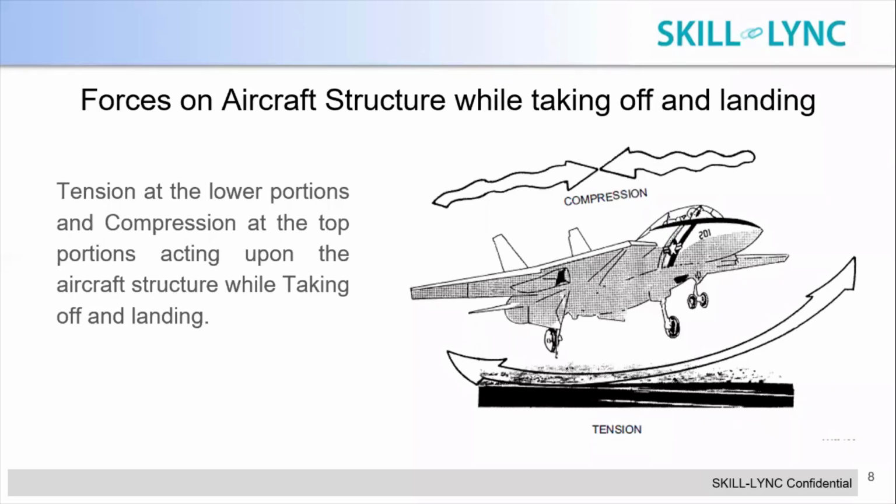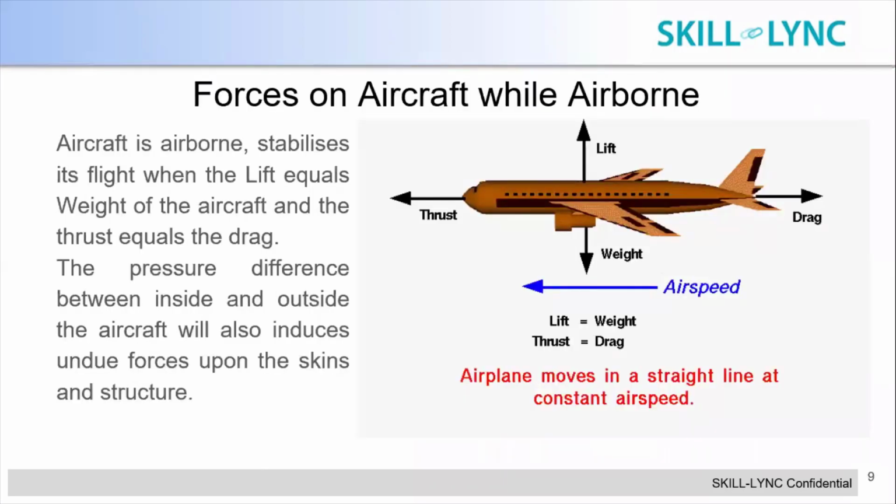This actually happens because of its own weight. It also happens because of the design, because of the environment. We'll see further what all the forces are acting on it. So when the plane stabilizes itself in flight and is airborne, it actually has to maintain these parameters. First thing is the lift should be equal to the weight.